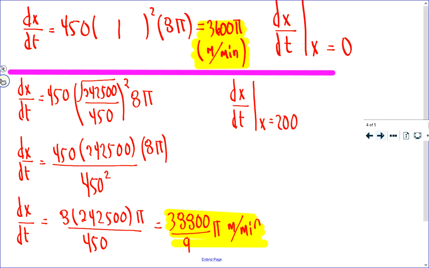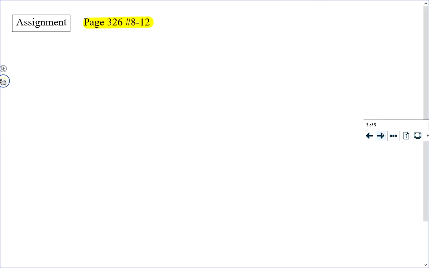Anyway, your assignment relating to related rates, dealing with trigonometry, is 8 through 12. The fact that I've highlighted that tells me that it must be different than what I had in your note package. I think maybe I had 8, 9, 11, and 12. I'm not sure. But you should be able to do any of those 5 problems.